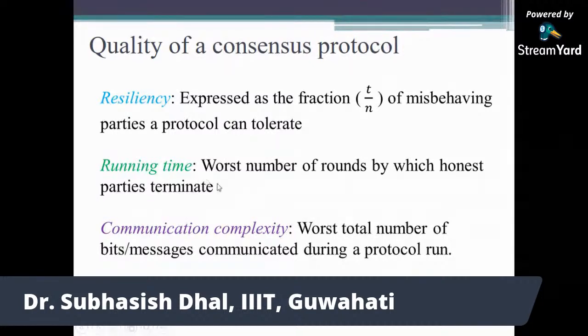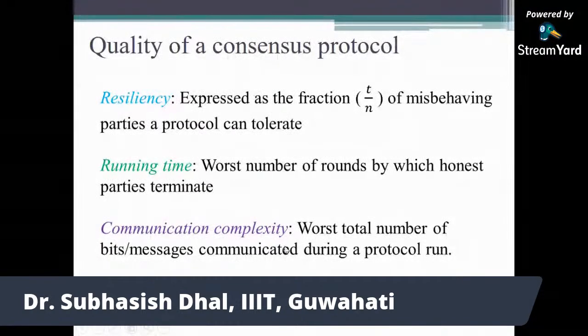The running time. As I've said, there is a termination property. That means after a finite amount of time, your algorithm should terminate. So the worst running time for your algorithm will be measured. Running time is another parameter using which we can find out the quality of the consensus algorithm. Of course, it is expected that running time should be as low as possible. If it takes a huge amount of time, then the overall decision taking process will take a lot of time.